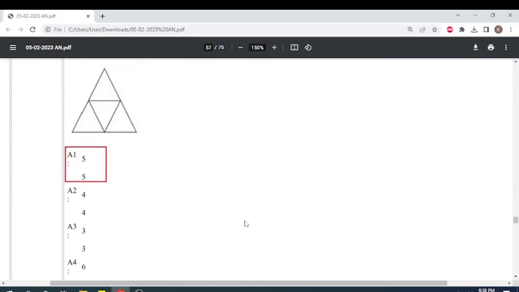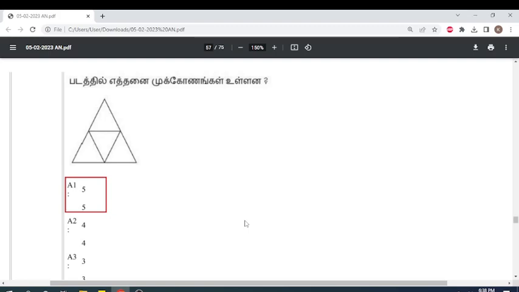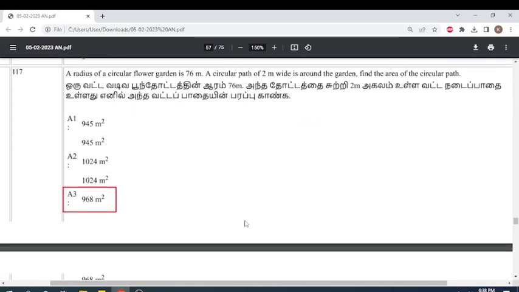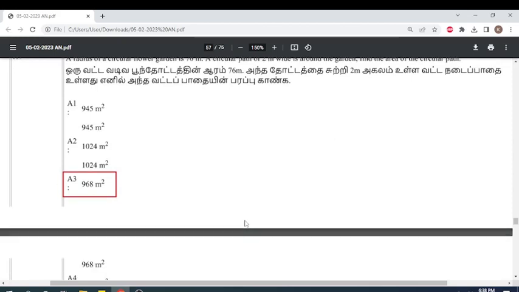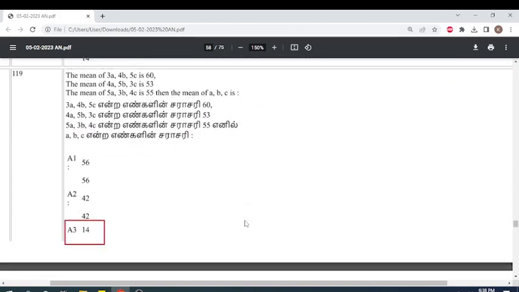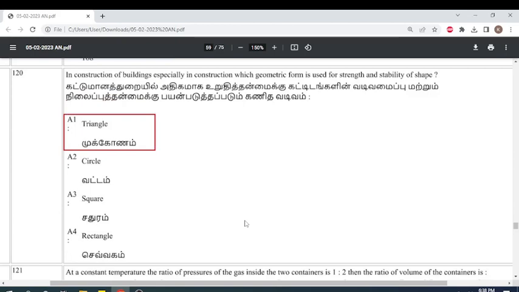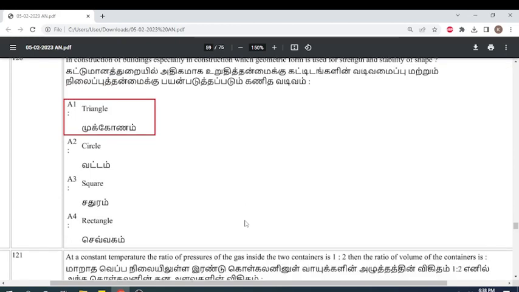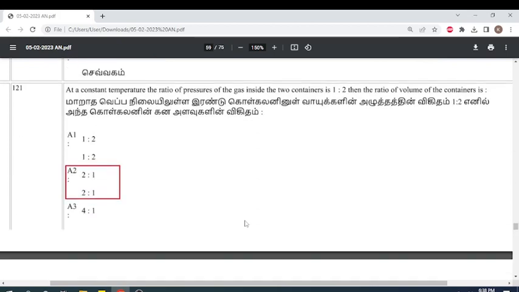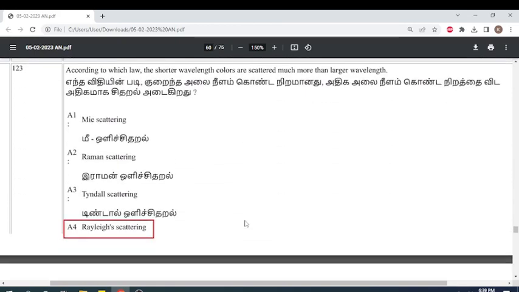116 questionக்கான answer A1. 117 questionக்கான answer A3. 118 questionக்கான answer A3. 119 questionக்கான answer A3. 120 questionக்கான answer A1. 121 questionக்கான answer A2. 122 questionக்கான answer A2. 123 questionக்கான answer A4.